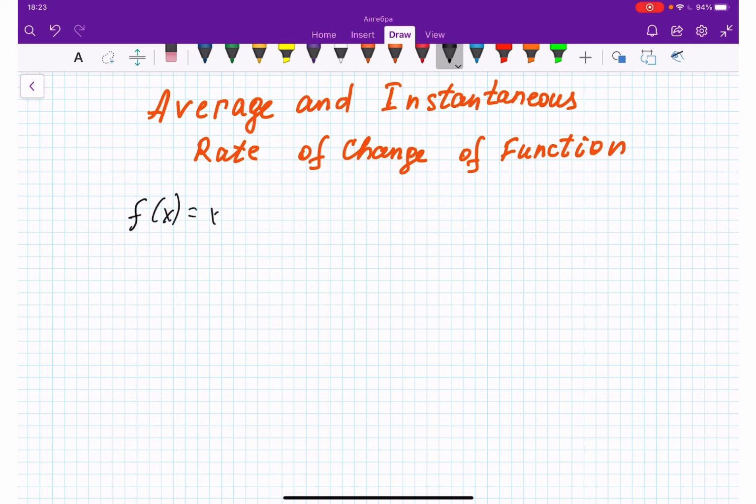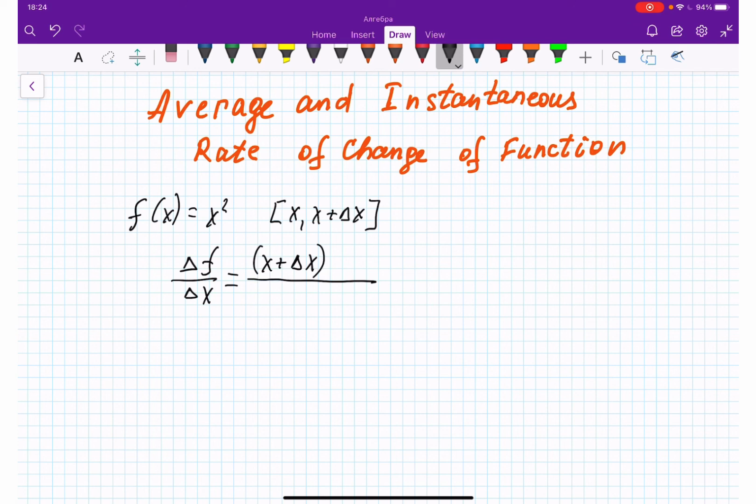f of x is equal to x squared on the interval x and x plus delta x. Okay, so this is nothing special. This is the basic stuff that everybody who started learning calculus already knows. So delta f over delta x, that's an average rate of change, is equal to x plus delta x, right?